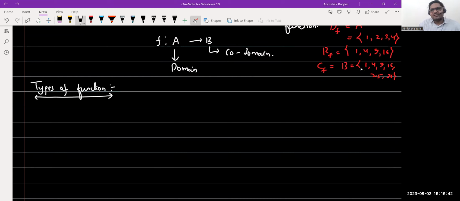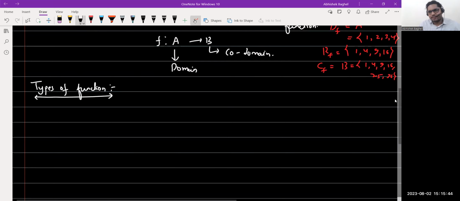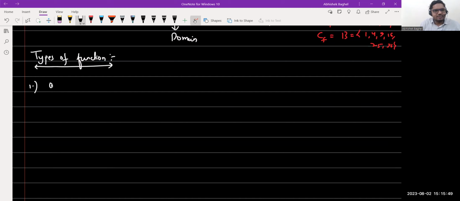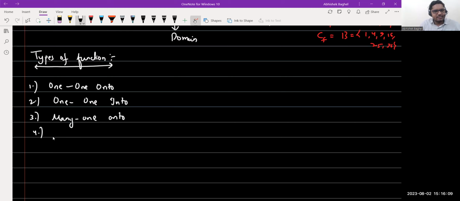We'll see majorly four types of the function. Let me write down the names first. First one is one-one onto. Second one is one-one into. Third one is many-one onto. And the last one is many-one into. These are the four types of the functions.